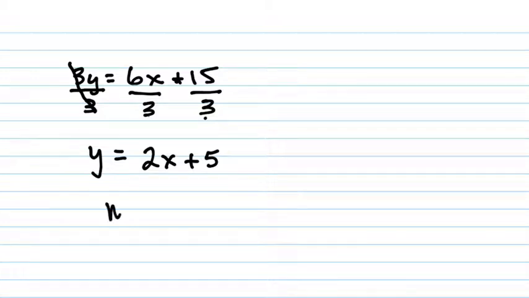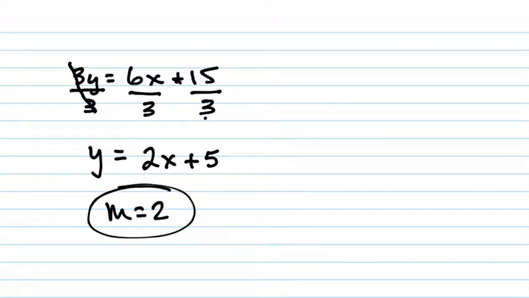Now is the y by itself? Yes. So what's my slope? 2. Just 2. It's just the number in front, not the x. So you're just solving the equation. Just do the opposite to get the letter completely by itself. Okay? All right. Let's look at another one.